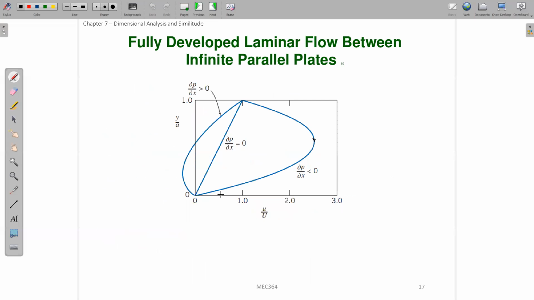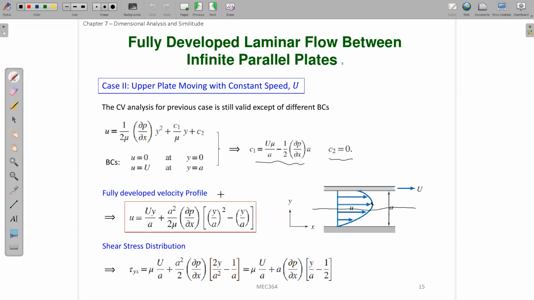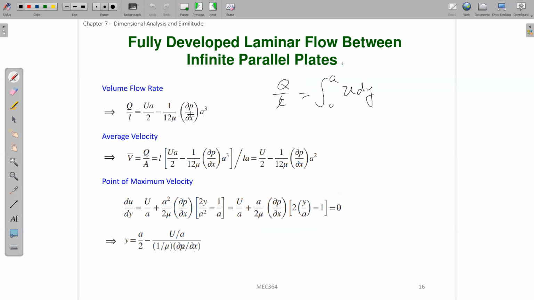Okay, so the only difference between this case 2 and case 1 is that we change the boundary condition on the top. That's the only thing. The governing equation is still the same as before. The physics inside is still the same as before. Only the boundary is different. Before, the top plate was stationary, and in this one, the top plate is moving with a constant velocity U. Because this boundary condition changes, everything is changing. The velocity profile is changed, and consequently, the shear stress distribution, volume flow rate, average velocity, and point of maximum velocity are also changing.